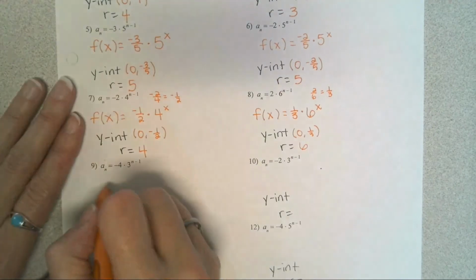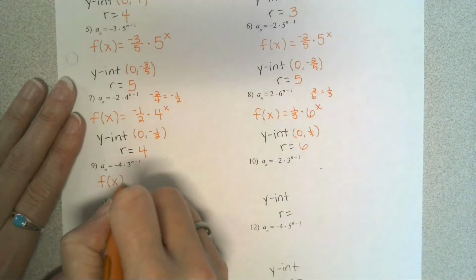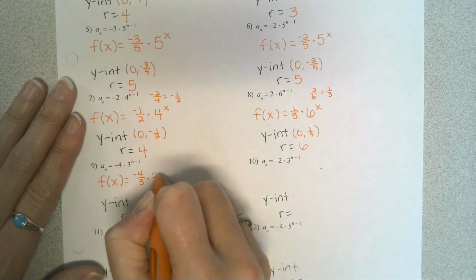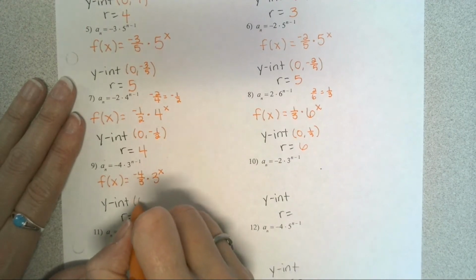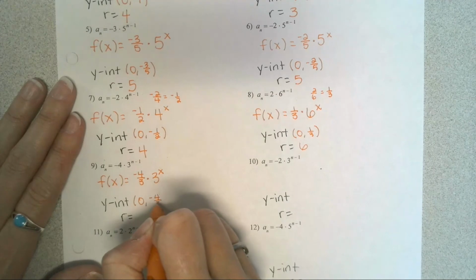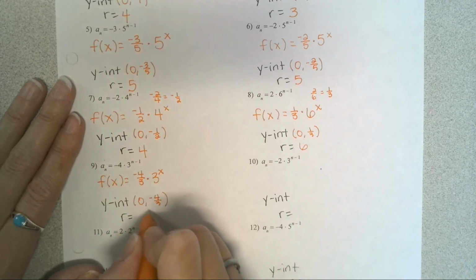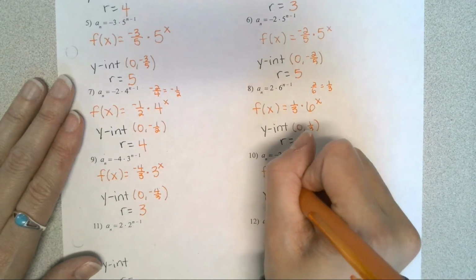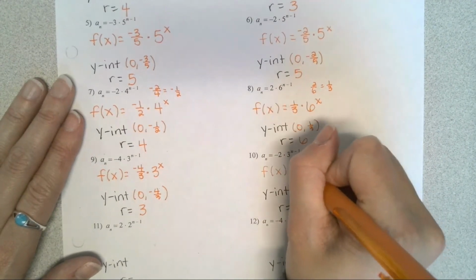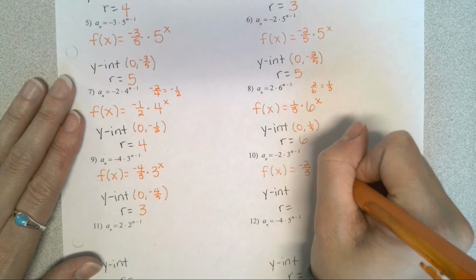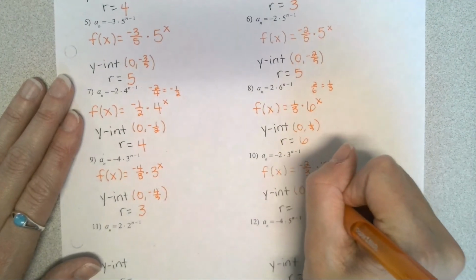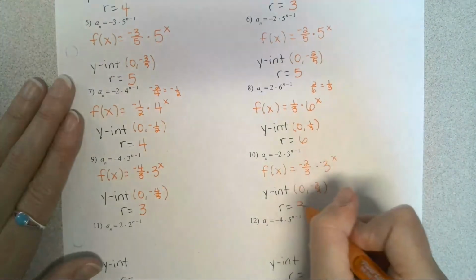Number 9, f of x equals negative 4 over 3 times 3 to the x. Y-intercept is 0, negative 4/3, and common ratio is 3. Number 10, f of x equals negative 2 over 3 times 3 to the x. Y-intercept is 0, negative 2/3, and common ratio is 3.